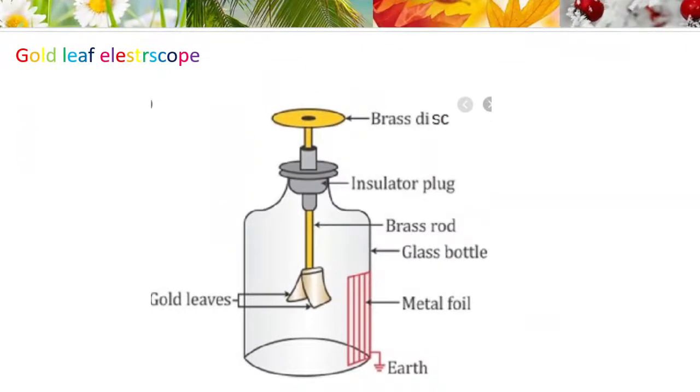Gold leaf electroscope. So, do you know what is the use of the gold leaf electroscope? The gold leaf electroscope is used to identify electric charges.